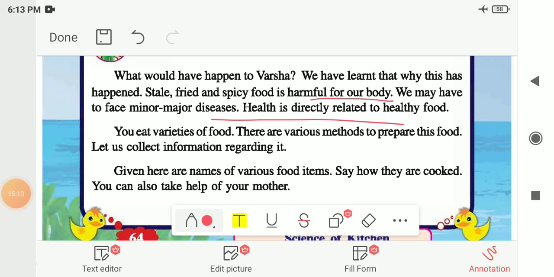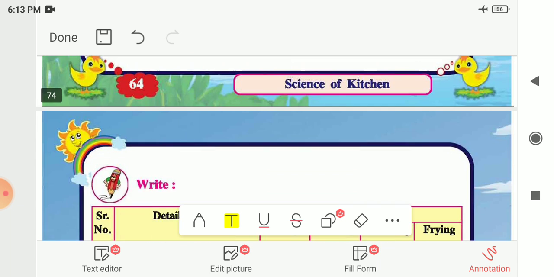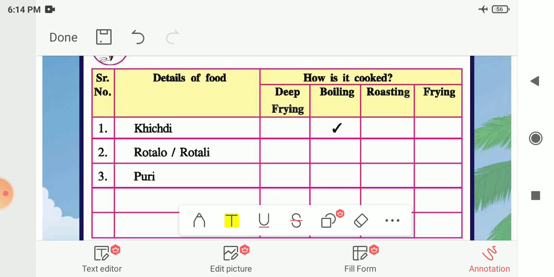Now, as you know, you eat varieties of food, and there are various methods to prepare these foods, as we had discussed. So let us collect information regarding these different food items and which method is used to cook them. Here are the names of various food items. See how they are cooked, and you can also take the help of your mother. In the next table you have to complete this table.